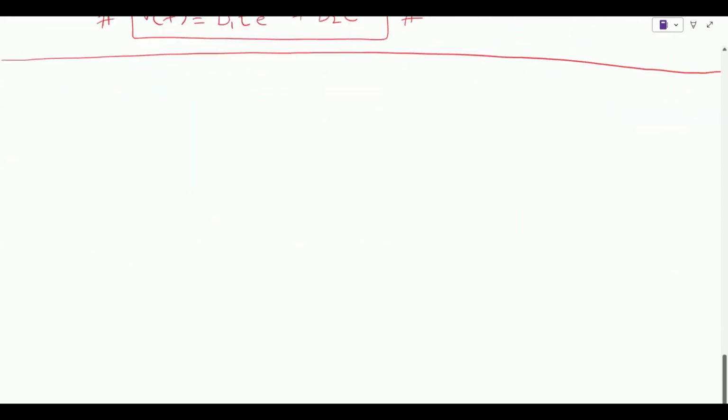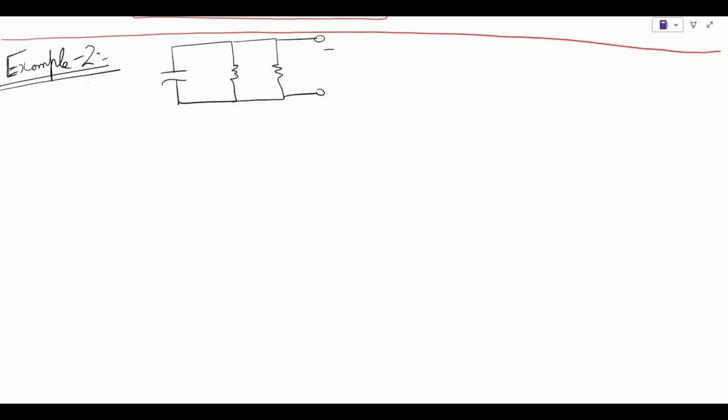Now let us come to another example to further understand the underdamped response. So let us say this is another example, example 2, to understand the underdamped response of the circuit. So again we take the parallel RLC network. This is a capacitor followed by an inductor, and then we have a resistor. At the output we are interested to find the voltage expression.